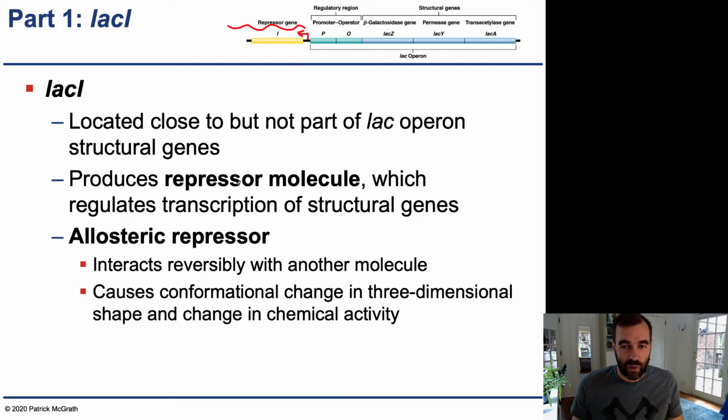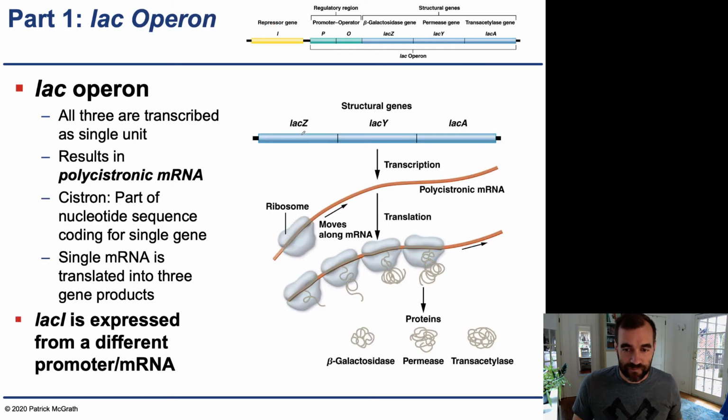It produces a repressor molecule, a transcriptional regulator, and it is able to regulate the transcription of these three genes. It is also known as an allosteric repressor, which means it's able to interact reversibly with another molecule, and this is what provides the regulation of the lac operon. If it binds to the second molecule, it causes a conformational change in the shape of this protein that regulates whether or not it can bind to the promoter region.